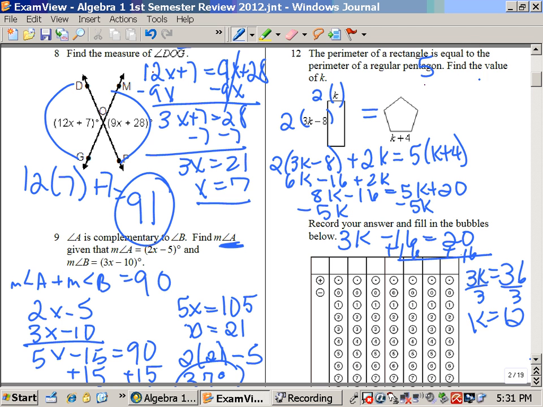I'm going to go back up here and look, and you notice it says find the value of k. So I'm actually done, and I can just fill in the 12 and then the 1 with the 2. You can fill in this positive or not, it doesn't really matter.